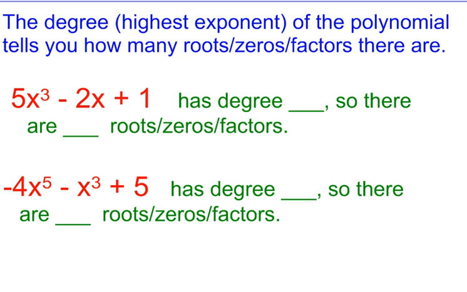So in this problem, the highest degree is the highest exponent. So our degree is 3. So that means there are 3 answers to this problem. 3 roots, 3 zeros, 3 factors. For the second one I have here, the degree is 5. So that means there are 5 answers to that problem.